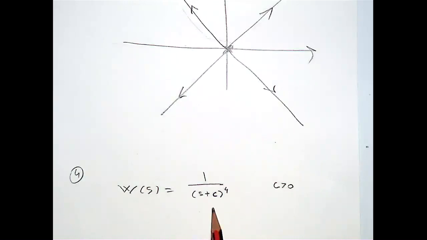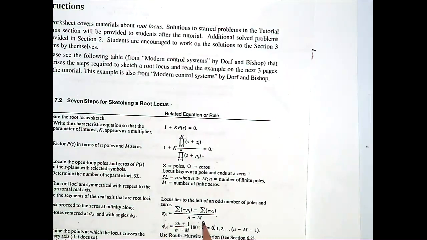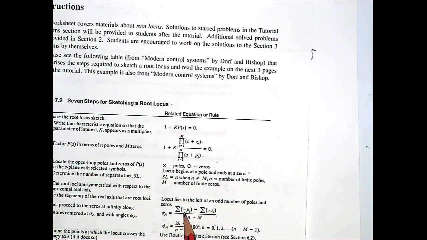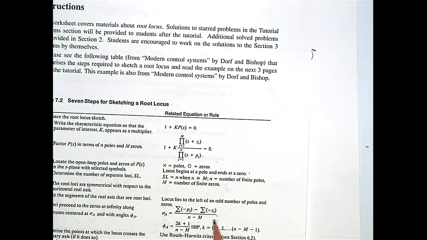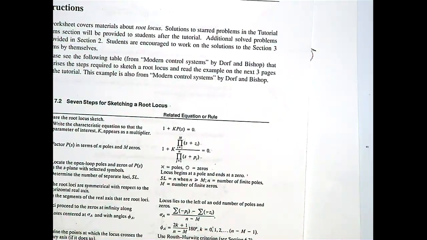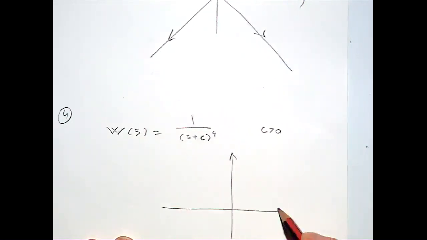Why? Because there are 4 poles here, all of them are at minus C. I assume that C is strictly positive. When I plug in the formula for where asymptotes would intersect the real axis, this sum here is basically minus C, minus C, minus C, minus C, 4 times, right? And then there are no zeros. And I divide by 4 because n is 4, m is 0. So basically, I still intersect at minus C. So the root locus would look like this. I have here minus C.